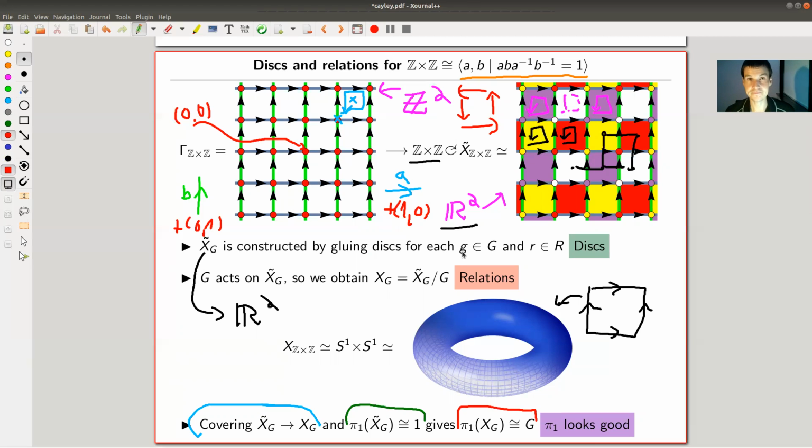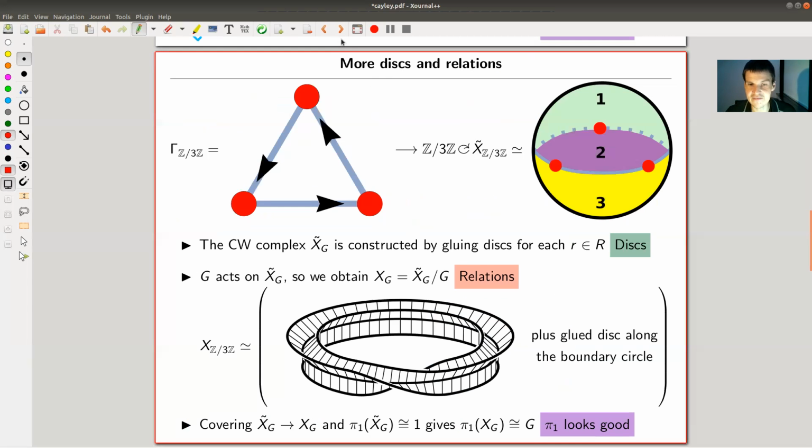So what have I done? I started with a Cayley graph of a group. I glued in disks for all of my relations. I had still, because I did this in kind of the obvious way, in some sense, I obtained the obvious group action on this. I take the quotient by that, and I get a topological space which has the fundamental group I wanted it to be, namely Z squared in this case. So let's have a look if this actually works for any group, right? So let's have a look at something finite.